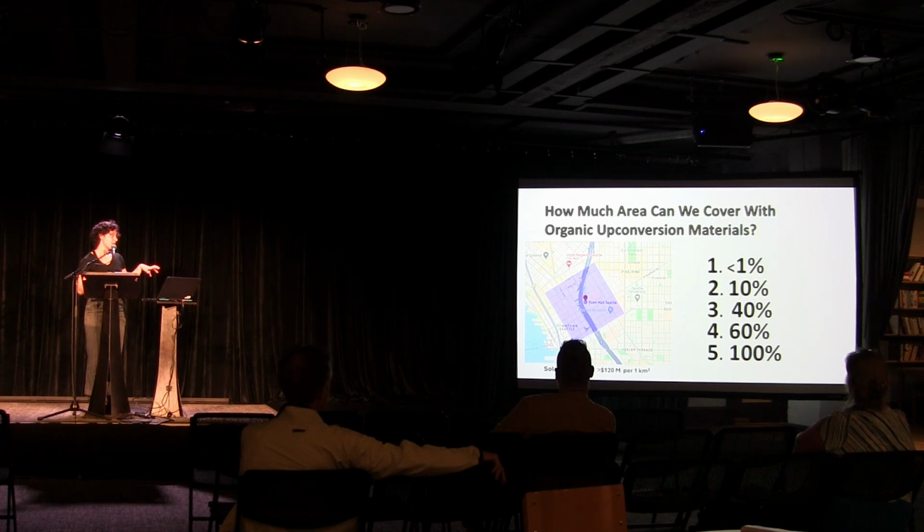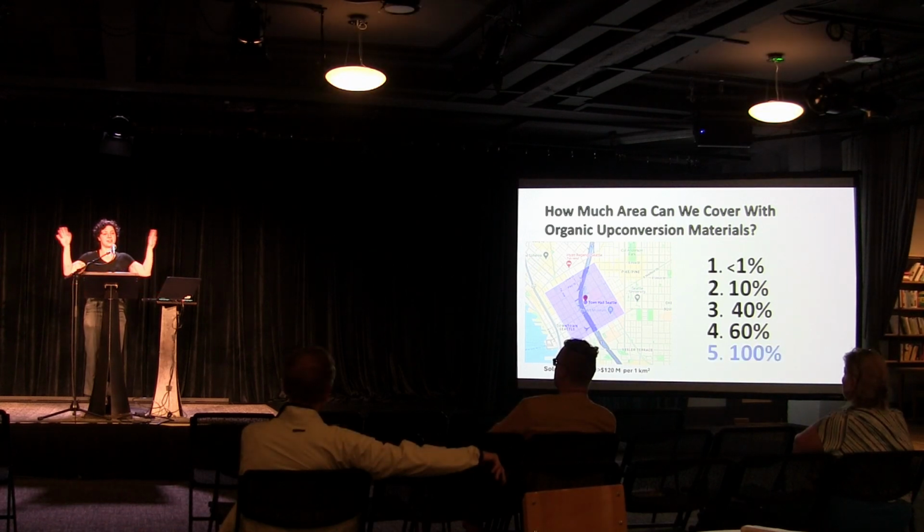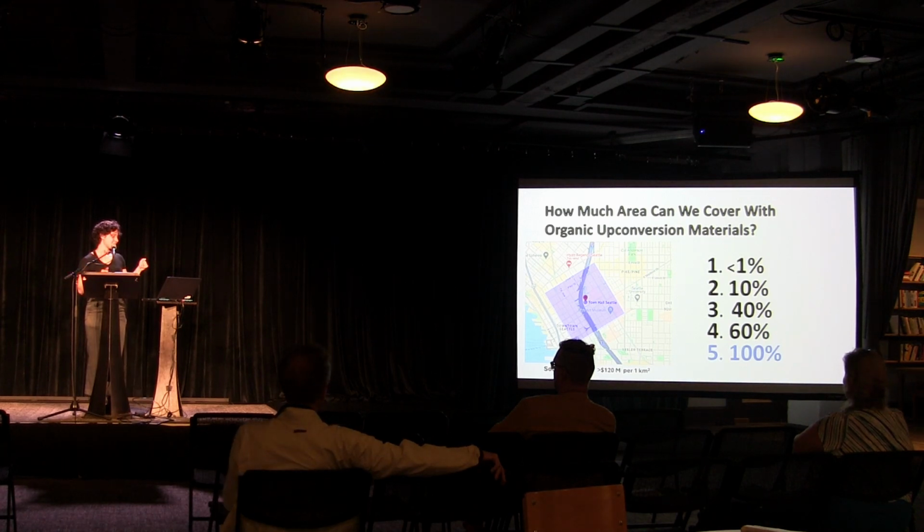How much area of this 1 kilometer square do you think we could cover if we replaced the precious metal absorbers with these dyes? Yeah, I want to see hands. I see some 4s, I see some 3s. It's actually 100% of the square. It's crazy how the math works out like that. It's 100% of the square.